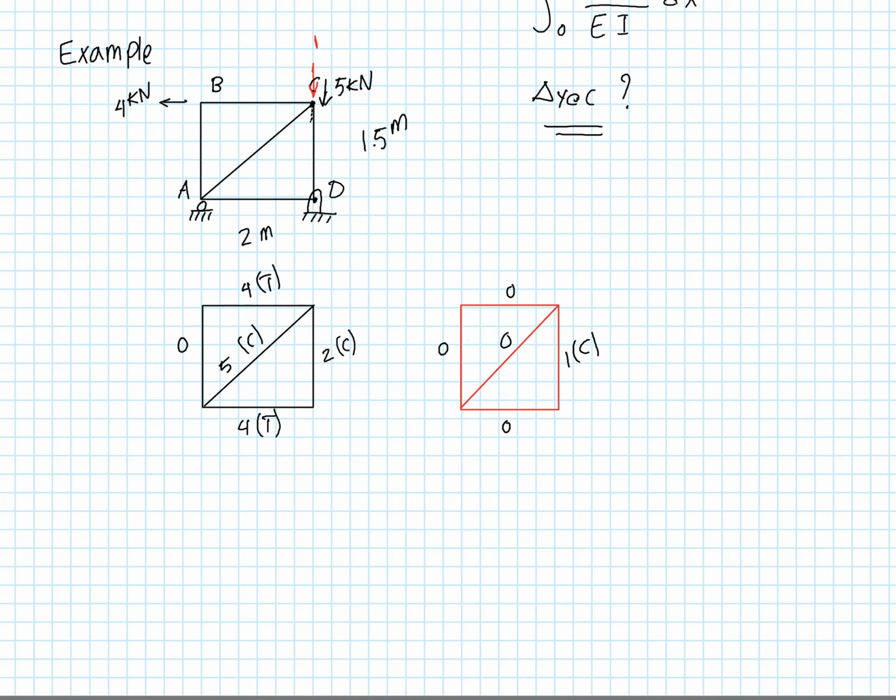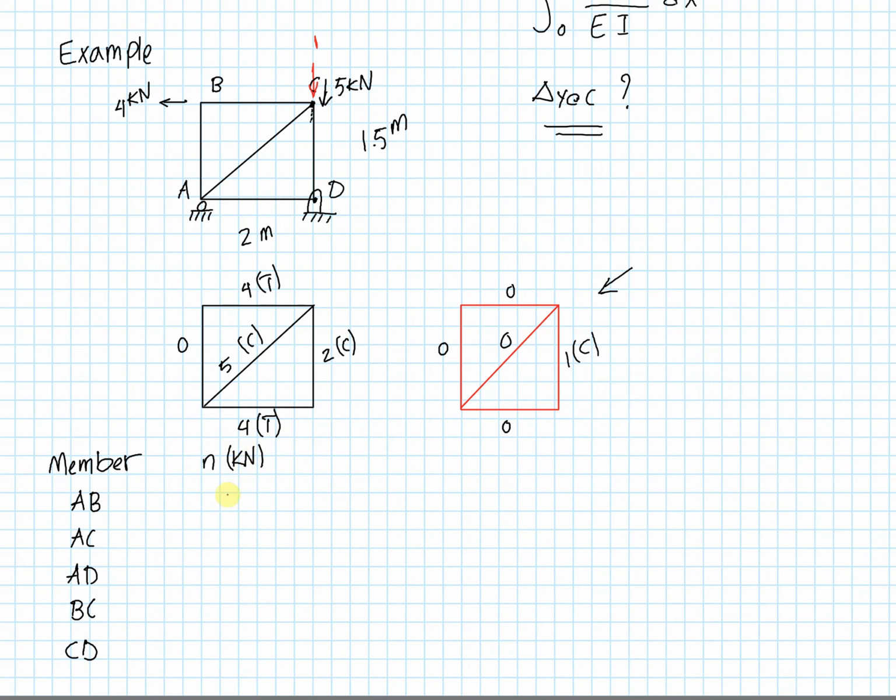So having done that, we need to formulate a table now. And in this table, what I need to do is to write all my members. So I have member AB, AC, AD, BC, CD. You always want to take one more look to make sure none of the members are left behind, because otherwise your calculations will be incorrect. And then we're going to list our virtual forces. These are all the virtual forces, and they'll have units of kilonewtons.